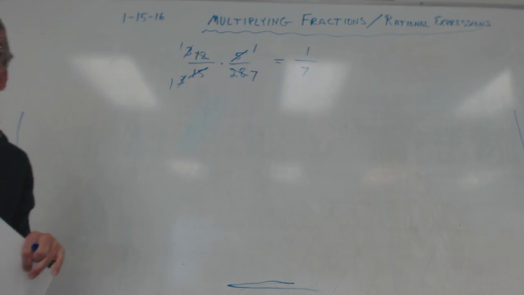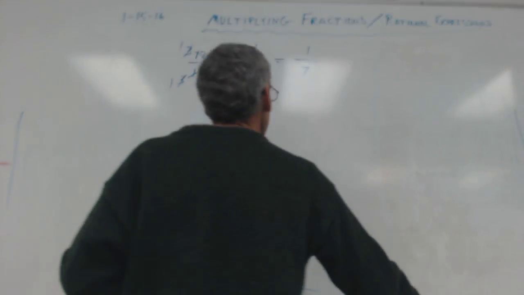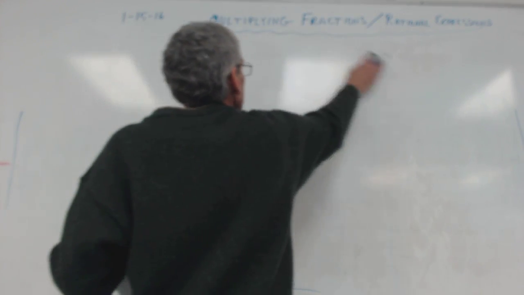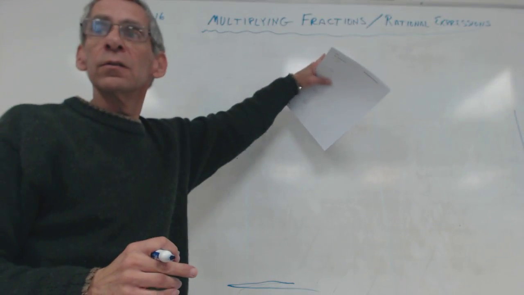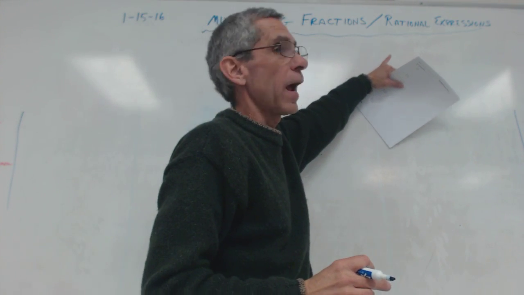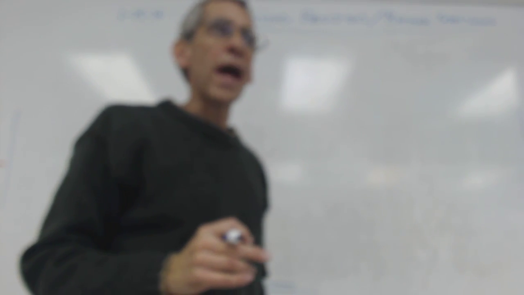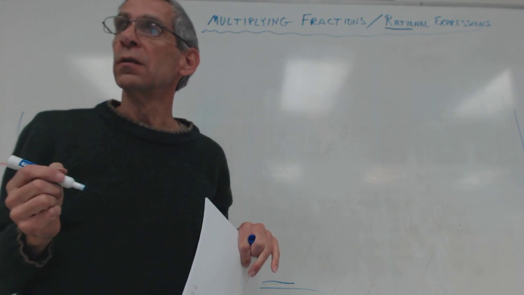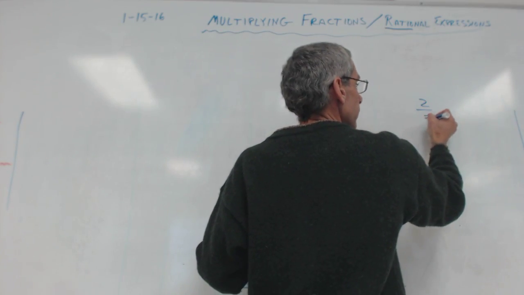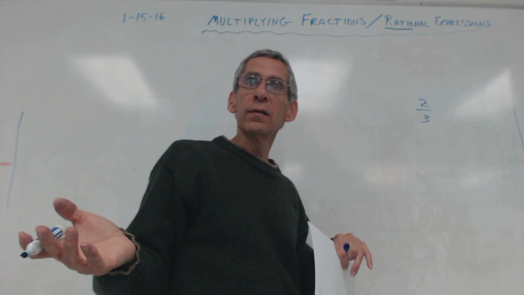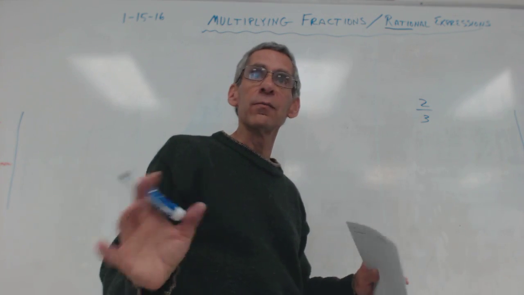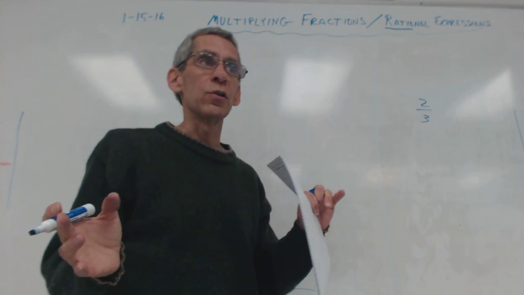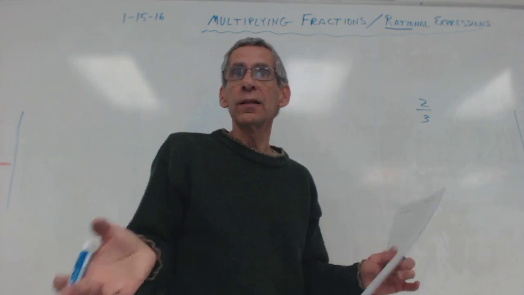Easy peasy, right? All right. What if, notice my title. I said multiplying fractions, and I put slash, rational expressions. What's the root of rational? A ratio. Ratios are fractions. Whenever I write 2/3, that is a ratio. A ratio and a fraction are basically the same thing. You use them both in real life, but they're basically the same thing, right?